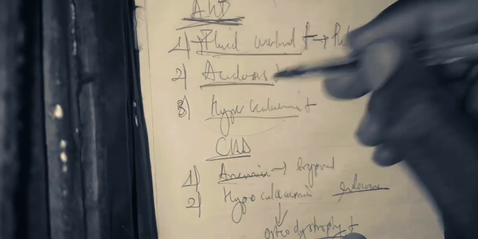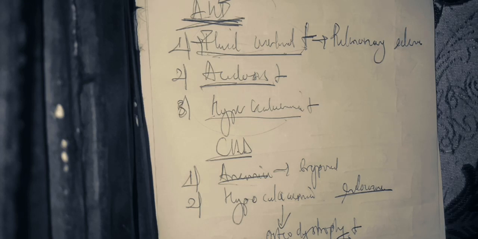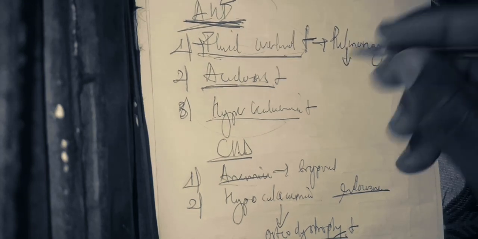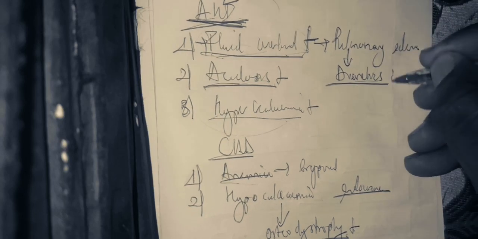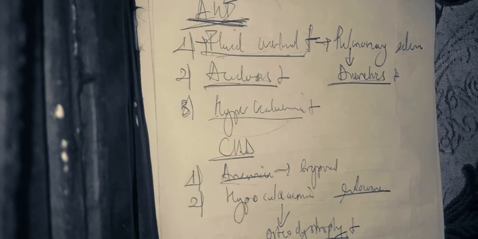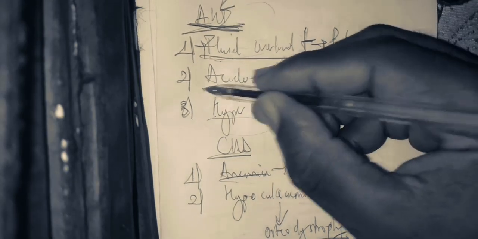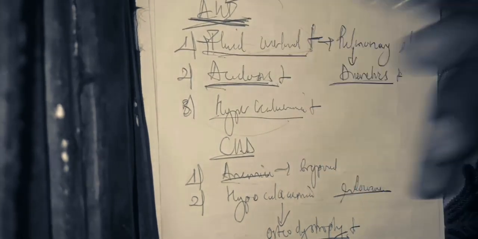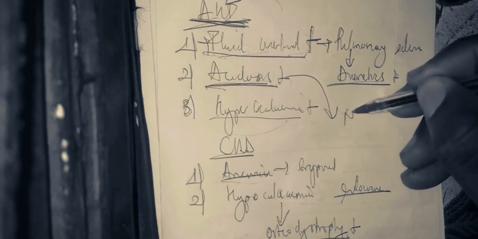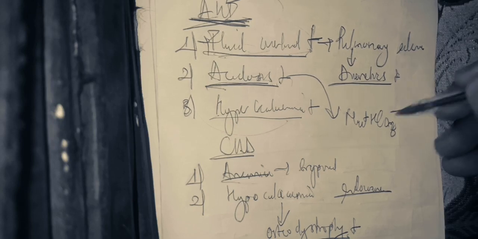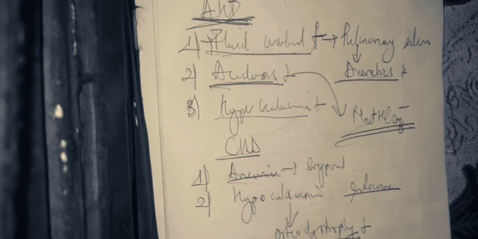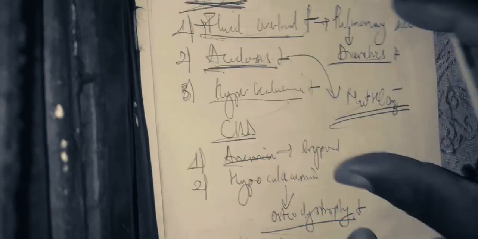For the management of pulmonary edema, you have to give diuretics to the patient, such that the urine output is more than the fluid input. Now, the next thing is acidosis. If there is acidosis, you have to give sodium hydrogen carbonate to the patient. That's bicarbonate. Is it clear?